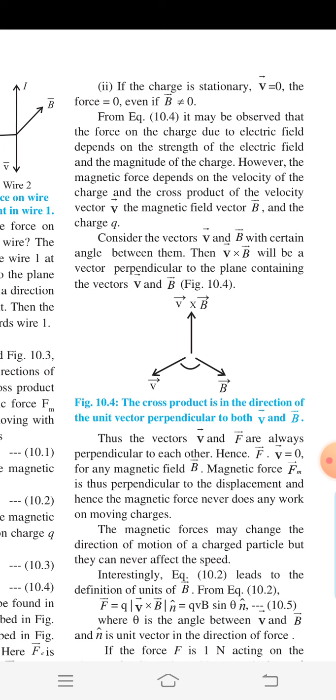Consider the vectors V bar and B bar with a certain angle between them. If we consider velocity vector V bar and magnetic field vector B bar, and there is some angle between them, then V bar cross B bar, the cross product of vector V bar and magnetic field vector B bar, will be a vector perpendicular to the plane containing the vectors V bar and B bar. We know that the cross product of any two vectors has a direction perpendicular to the plane of the paper where these two vectors lie.